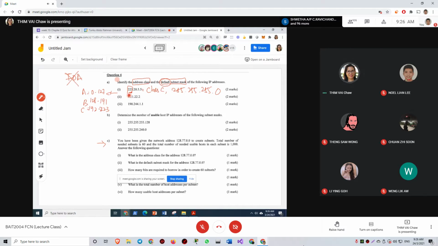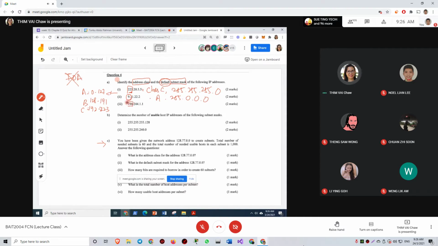This one is 99 dot. So look at the first octet. This is a class A, short form. That's why the answer subnet mask is 255.0.0.0. And this one is 190.